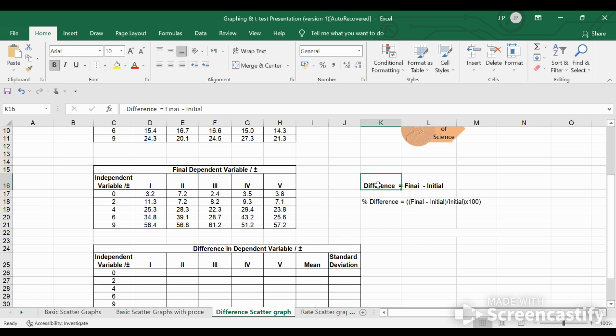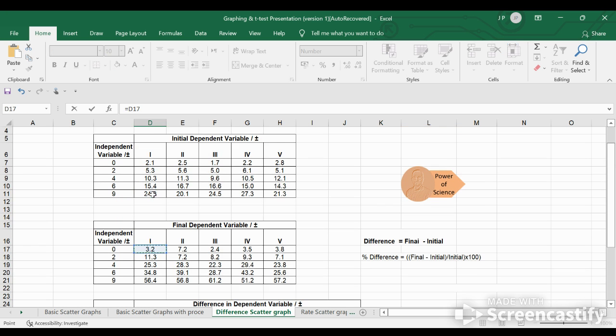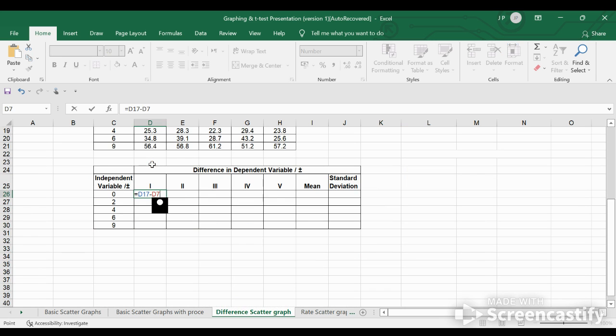I'm initially going to calculate difference for the independent variables. It's important to know what the formula is. You simply subtract the initial from the final. I go to the first cell on my processed data table. I press equals. I choose my first final. I type minus. I click on the first initial. I go back down and I see the formula is in my table. I press enter.